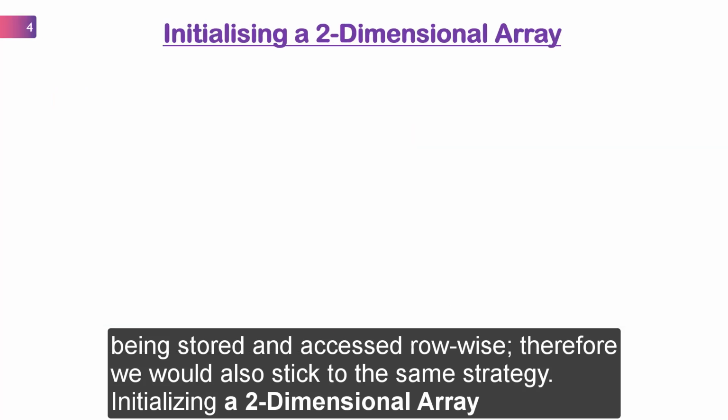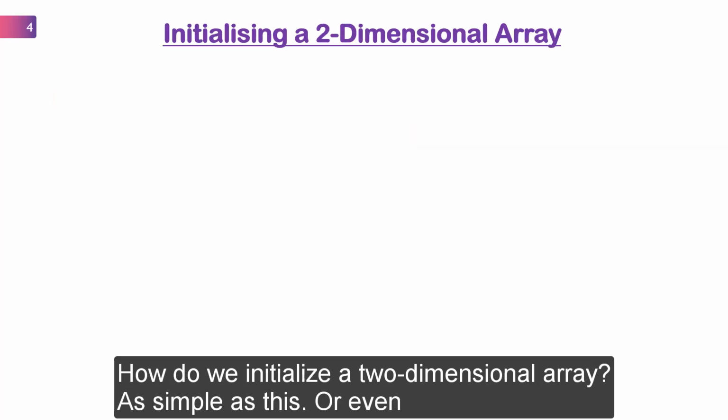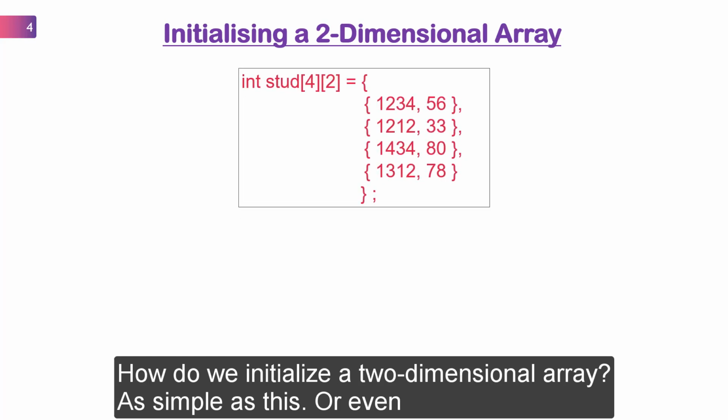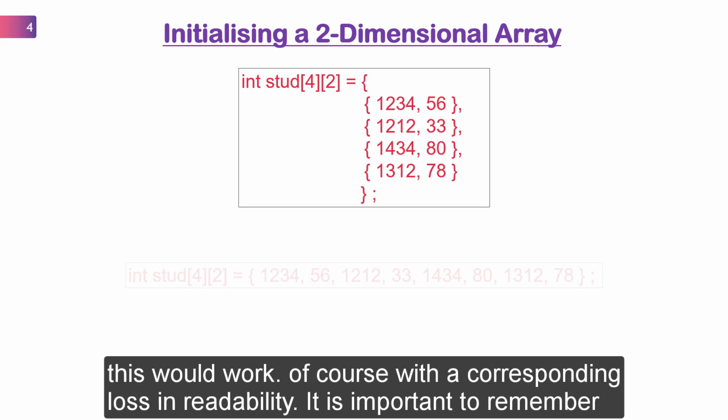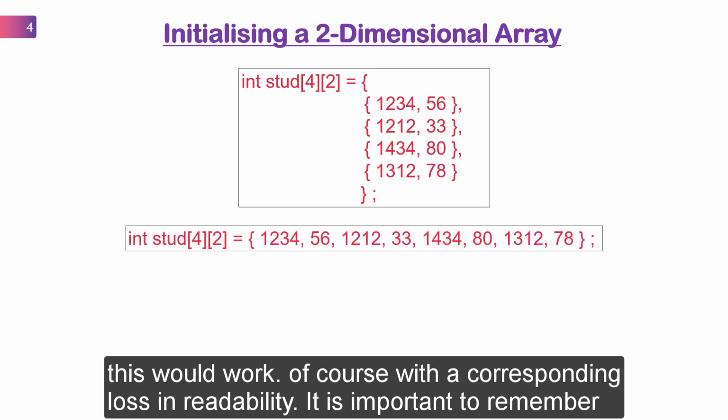Initializing a two-dimensional array. How do we initialize a two-dimensional array? It's as simple as this. Or even this would work, of course with a corresponding loss in readability.